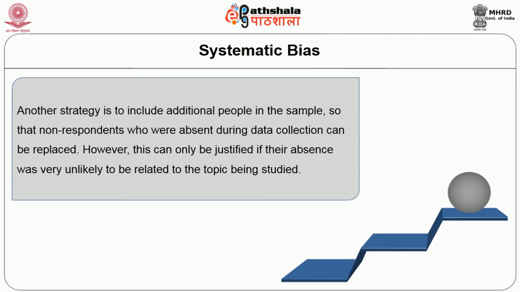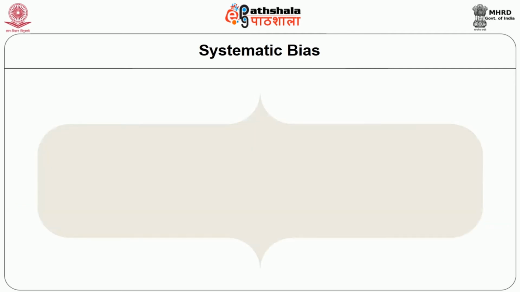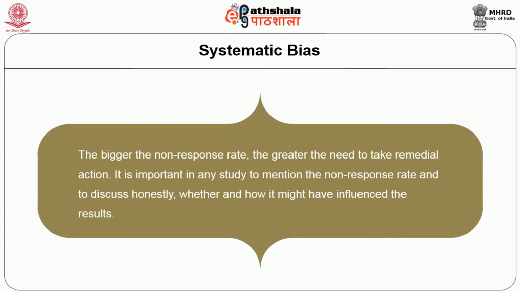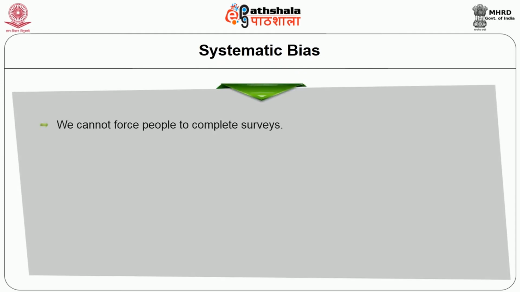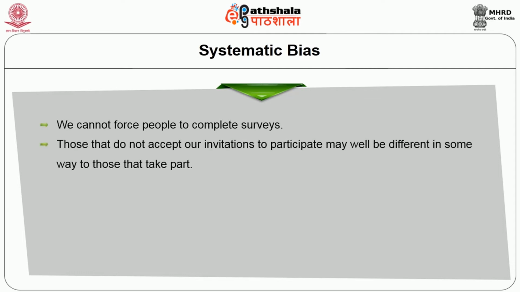Another strategy is to include additional people in the sample so that non-respondents who were absent during data collection can be replaced. However, this can only be justified if their absence was very unlikely to be related to the topic being studied. The bigger the non-response rate, the greater the need to take remedial action. It is important in any study to mention the non-response rate and to discuss honestly whether and how it might have influenced the results. Sample bias will always exist to a certain extent. For example, we cannot force people to complete surveys.